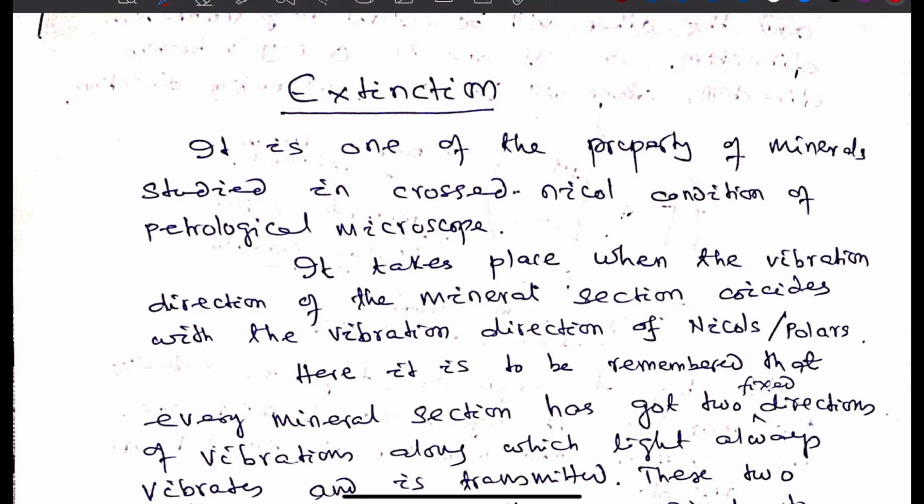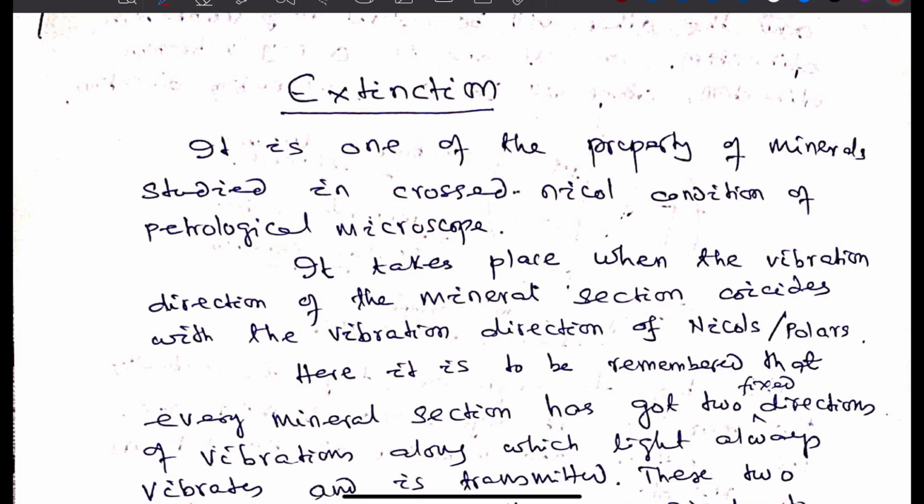Hello students, today we will discuss extinction. The minerals become extinct as we rotate the stage of the microscope through an angle of 360 degrees 4 times at 90 degree intervals. So how it occurs, why it occurs, and whether extinction is a feature found in all minerals or in anisotropic minerals, all those features will be discussed.